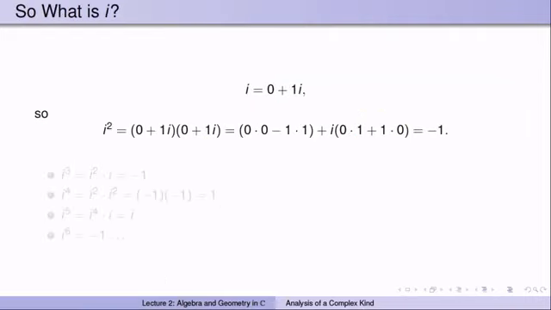Now what exactly is i, that number i? So far, it's kind of just a symbol that's been sitting there. But i is certainly the same as 0 plus 1 times i. And so I can now calculate i squared, because i is 0 plus 1 times i, and the other i is also 0 plus 1 times i, and I can use the rule of multiplication that I just defined to find out what this is.